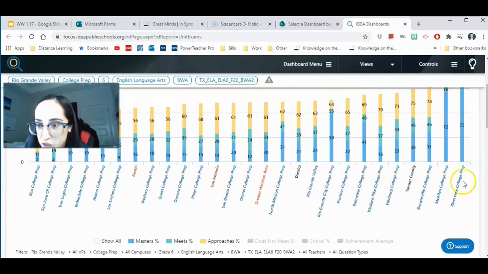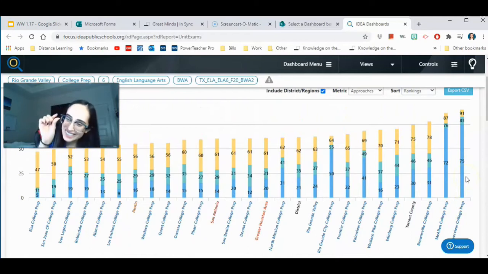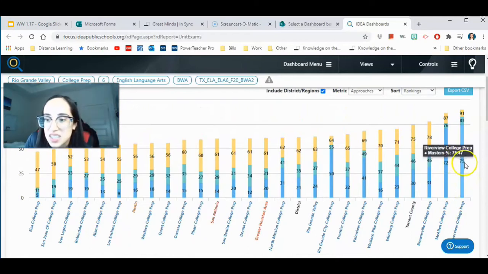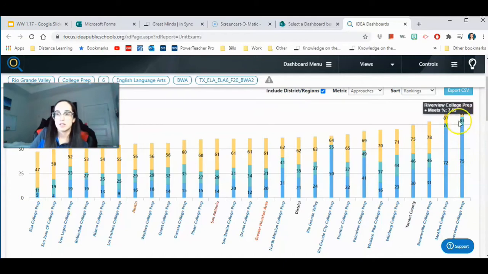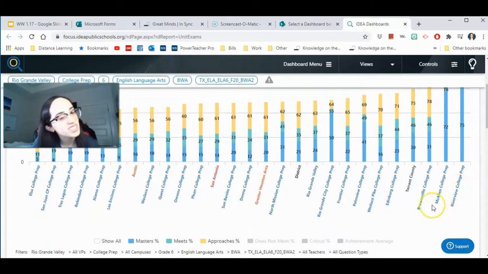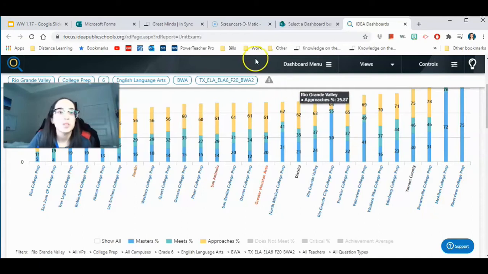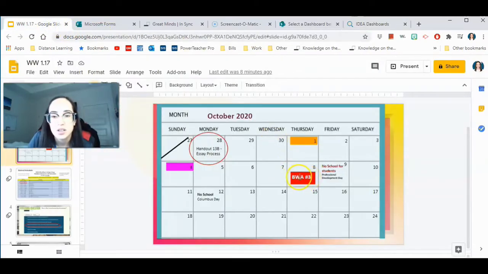We did have Riverview College Prep beat us by just a couple of points this time. As you can see, we were very close in numbers. Riverview had 75% of students get masters, and Idea McAllen had about 71% of students get masters. For the most part, boys and girls, we're still at the top, so we're going to try to do as much as we can so that when bi-weekly assessment number 3 comes around next week, we can get back to taking our first place spot. Okay, so I just wanted to update you on that, boys and girls.